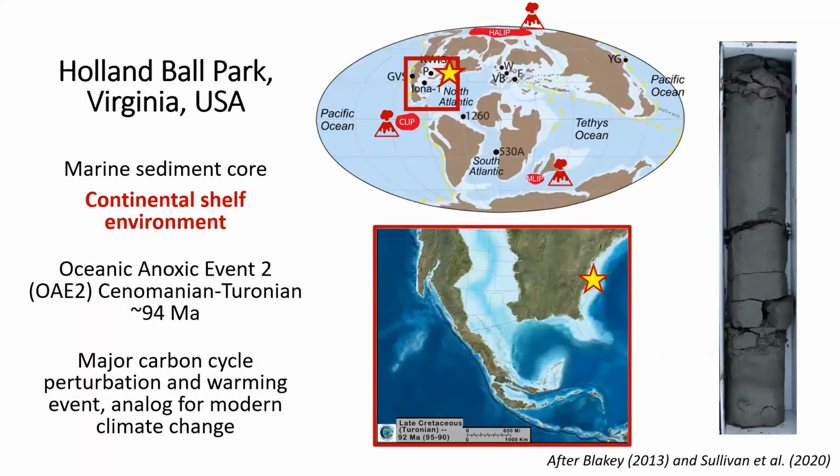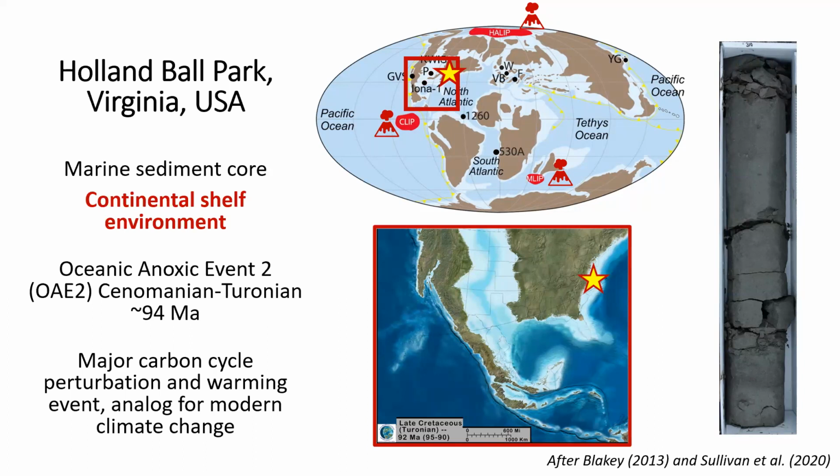And this example is from Holland Ballpark in present-day Virginia. It's another marine sediment core that records a continental shelf environment. But what's different about this one is that it records Oceanic anoxic event 2, which happened during the Cenomanian-Turonian about 94 million years ago. But we have another large-scale change in the carbon cycle and another analog for modern climate change.